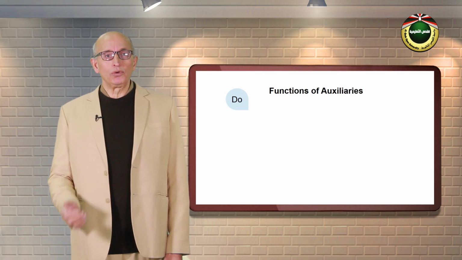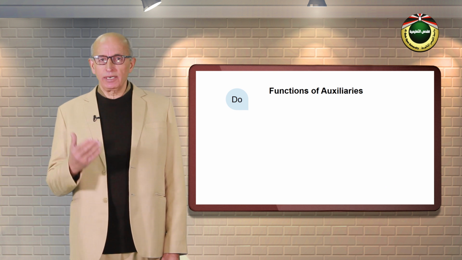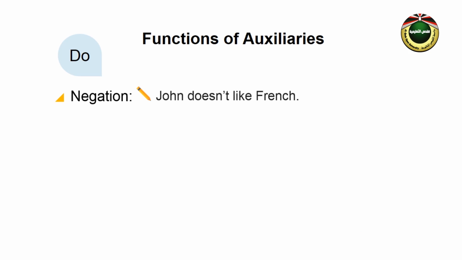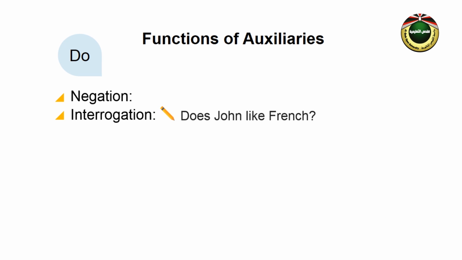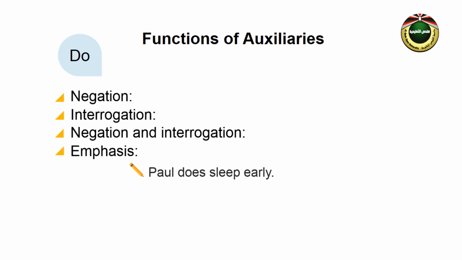Number three, do. Functions of the auxiliary verb do. As an auxiliary verb, do has the following functions. Number one, negation. John doesn't like French. Number two, interrogation. Does John like French? Number three, the two processes together. That is negation and interrogation. Doesn't John like French? Number four, emphasis. Paul does sleep early. I did send the message.